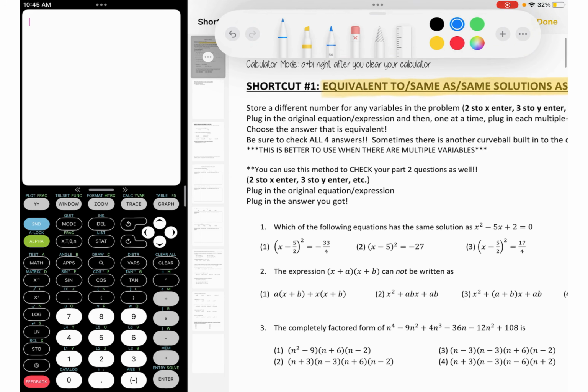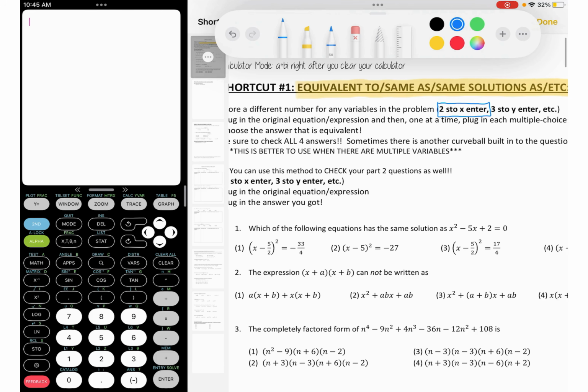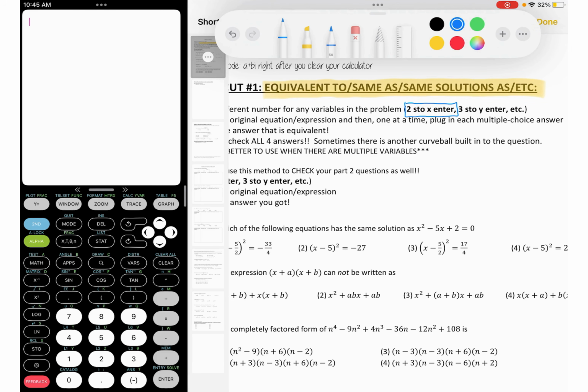So what you're going to be doing, and I'll show you in the calculator for a few of these examples, is you are going to store numbers for the letters that are in the problem. I always use a 2 stow x, so I'm going to store in my calculator that number for x. If you've never used the store option before on your calculator, I'm just going to show you. You press the number that you want. I always use 2. Stow is right above the on button on that left side, right next to the 1. X, and then press enter. It'll just give you the number that you've plugged in.